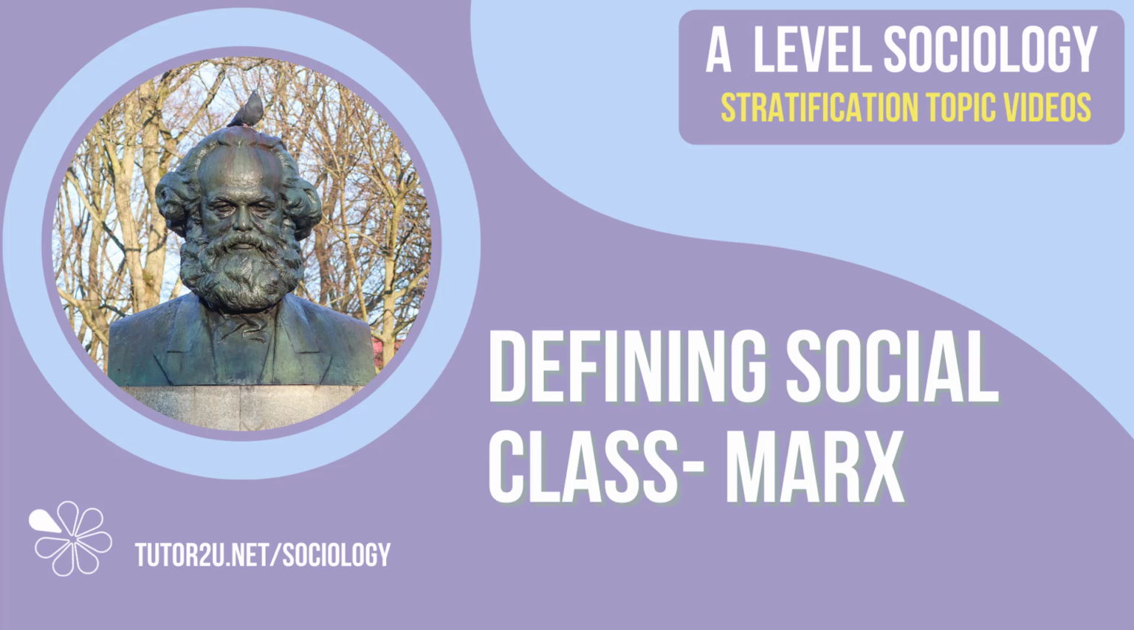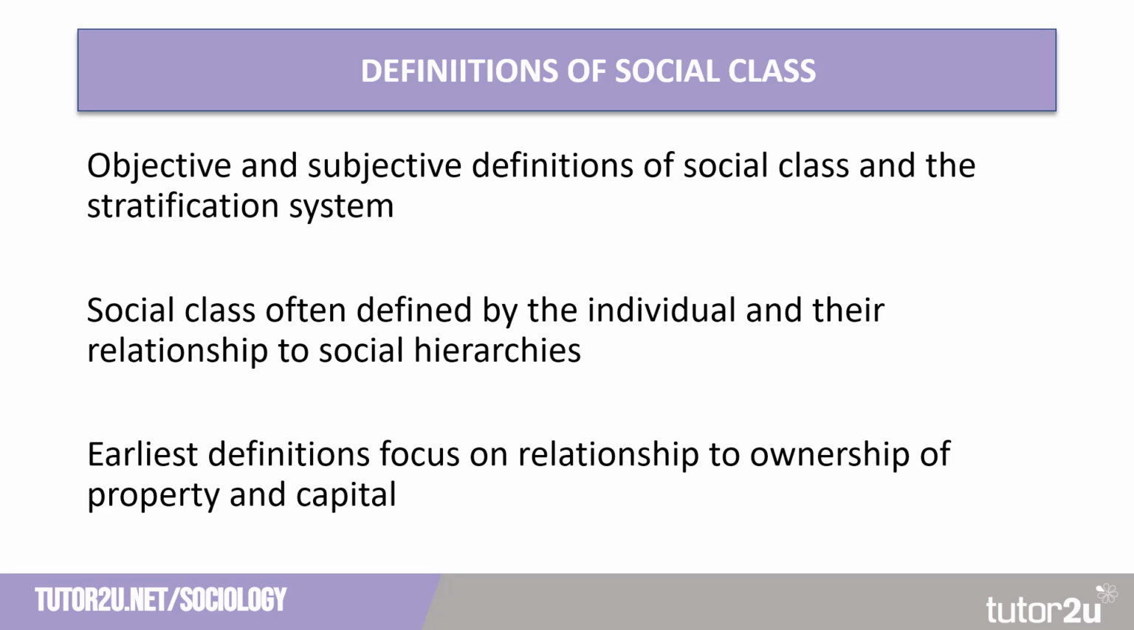In this video we're going to look at definitions of social class, focusing on the work of Karl Marx. One of the key issues with defining social class is that there are differing views on what constitutes social class, with both subjective and objective definitions of social class used when determining an individual's social position. While early definitions of social class focus largely on occupation, other more recent definitions take a more holistic view, incorporating social, economic and cultural capital. Furthermore, class is often defined by the individual and forms part of their identity.